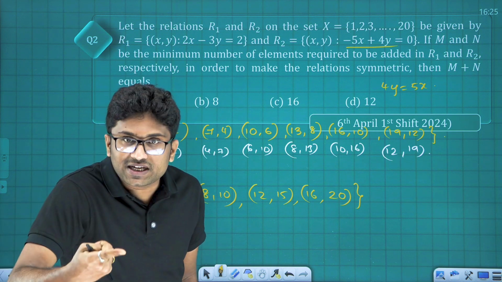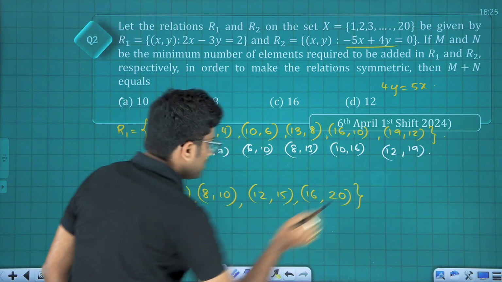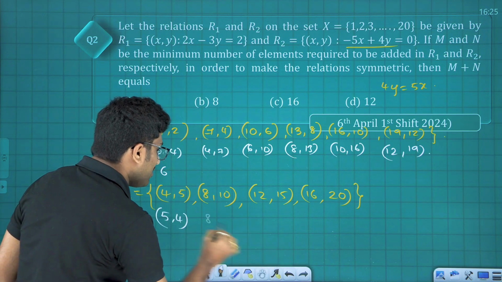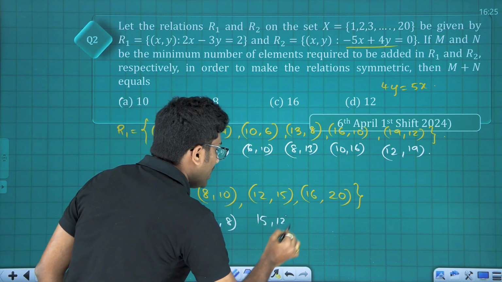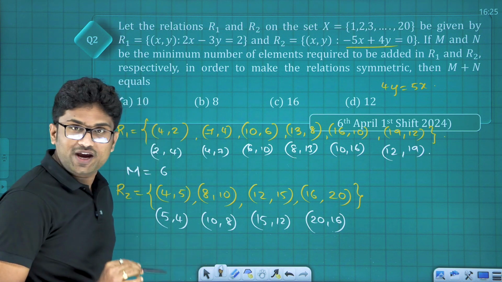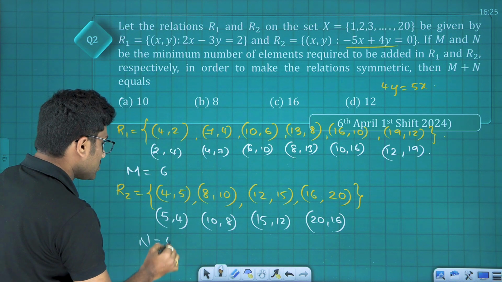To make it symmetric, what are the elements to be added? We have to add (5,4), (10,8), (15,12) and (20,16). So how many elements have we added? Capital N is equal to 4.